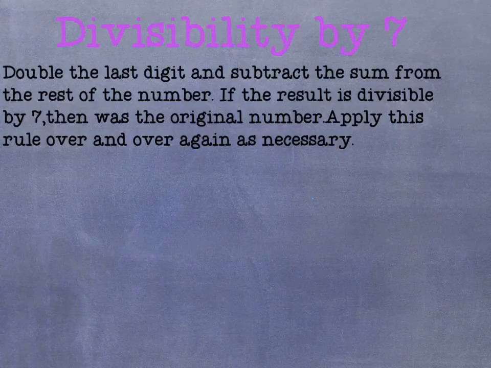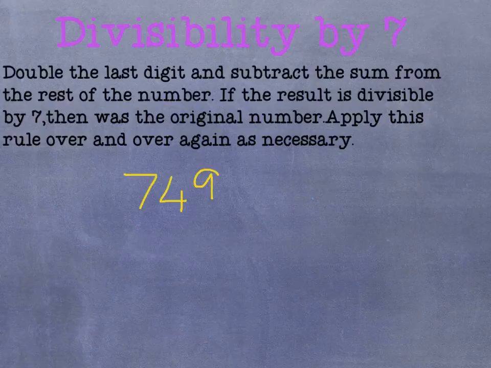Now moving on, divisibility by 7. Now this is something very interesting. All we have to do in this case is double the last digit and subtract the sum from the rest of the number. Now if the result is divisible by 7, then the original number would also be divisible by 7. Now we have to go on repeating this rule until we get a multiple of 7. If not, even 0 is okay. Either a multiple of 7 or 0.